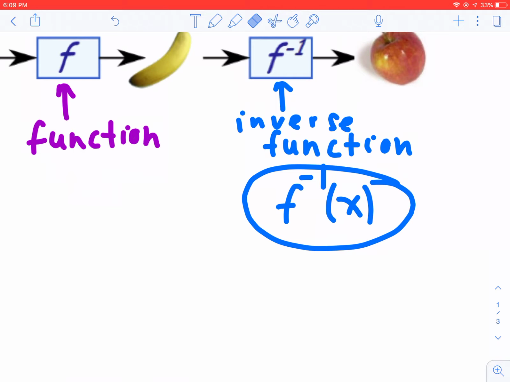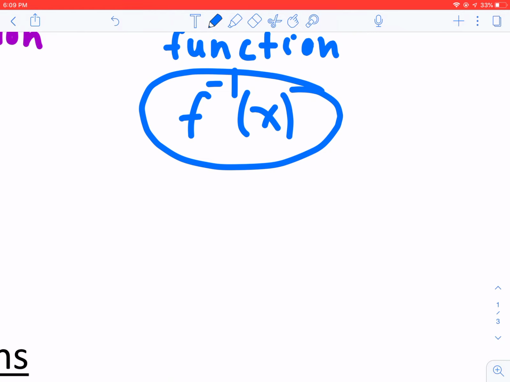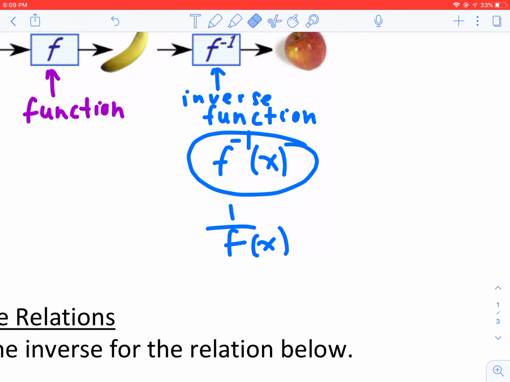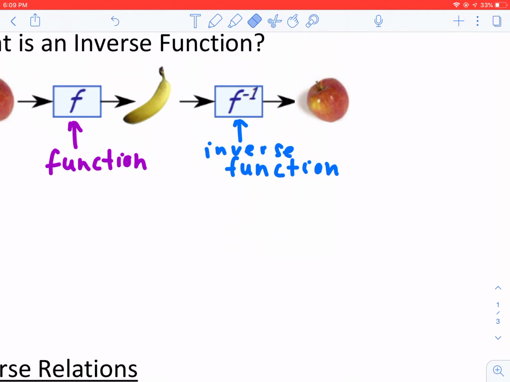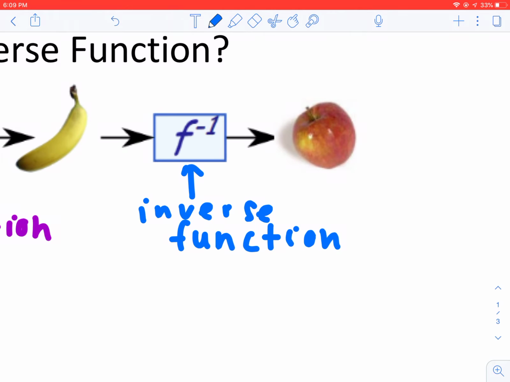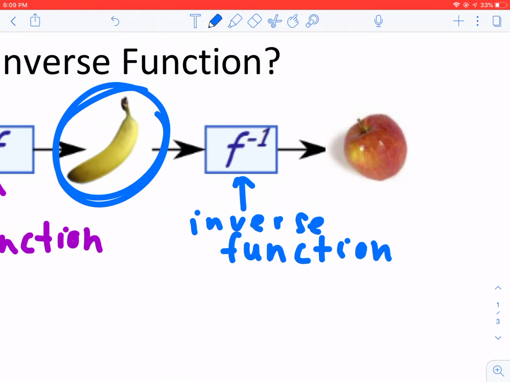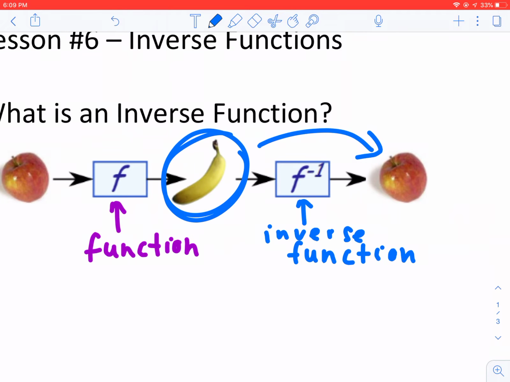Alright, also it does not mean reciprocal, right? Does not mean you make it 1 over f of x or anything like that. It has nothing to do with the power -1. It's just the notation for inverse function. Alright, so what this inverse function is pretty much doing, it's essentially taking the output of the original function and making it back into an apple.